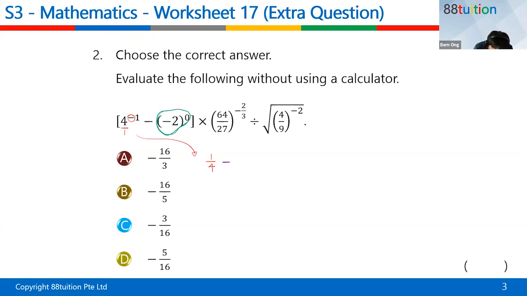So children, anything to the power of 0 is a what? Anything to the power of 0 is 1. Can you see? So everything I can do, I do a little bit first. Then the times.